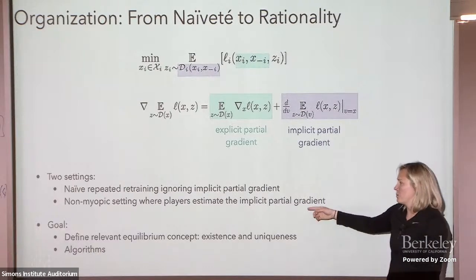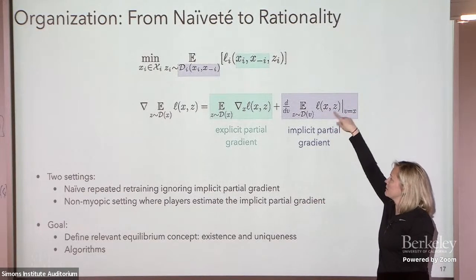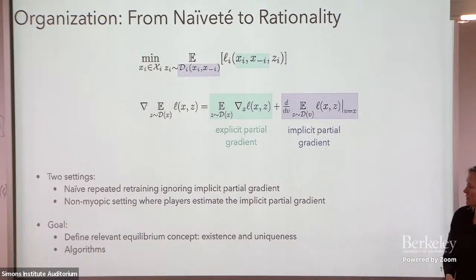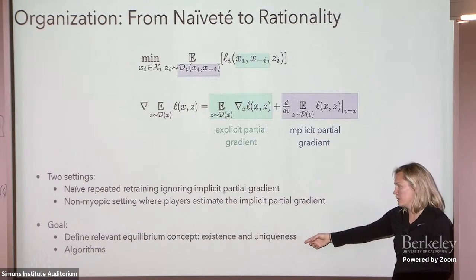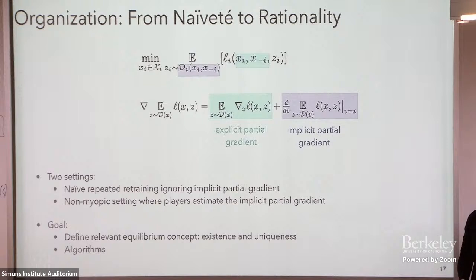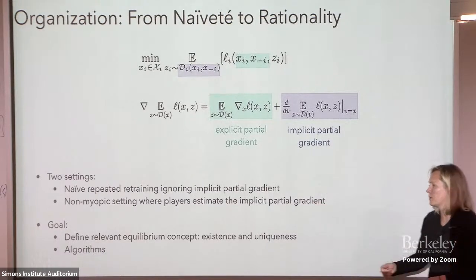Then we'll switch gears to where players are not as myopic, and they come up with a way to estimate the effect of this decision dependence in the data distribution. Again, we'll do the same setup: say when equilibria exist, when they're unique, and come up with algorithms to find those equilibria. And then I'll conclude with some toy, what we call semisynthetic experiments in this space. I'll use some real data to illustrate and compare these different equilibrium concepts.